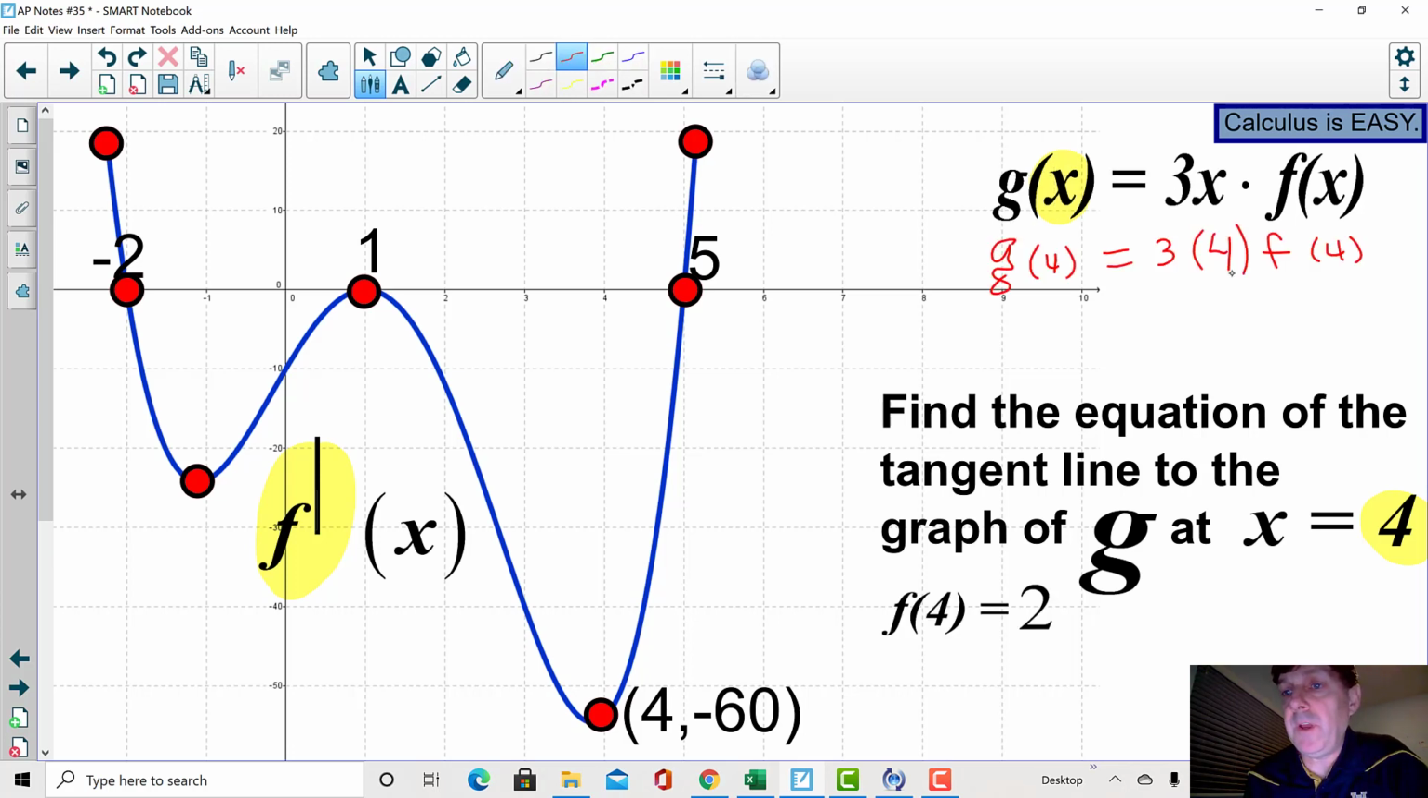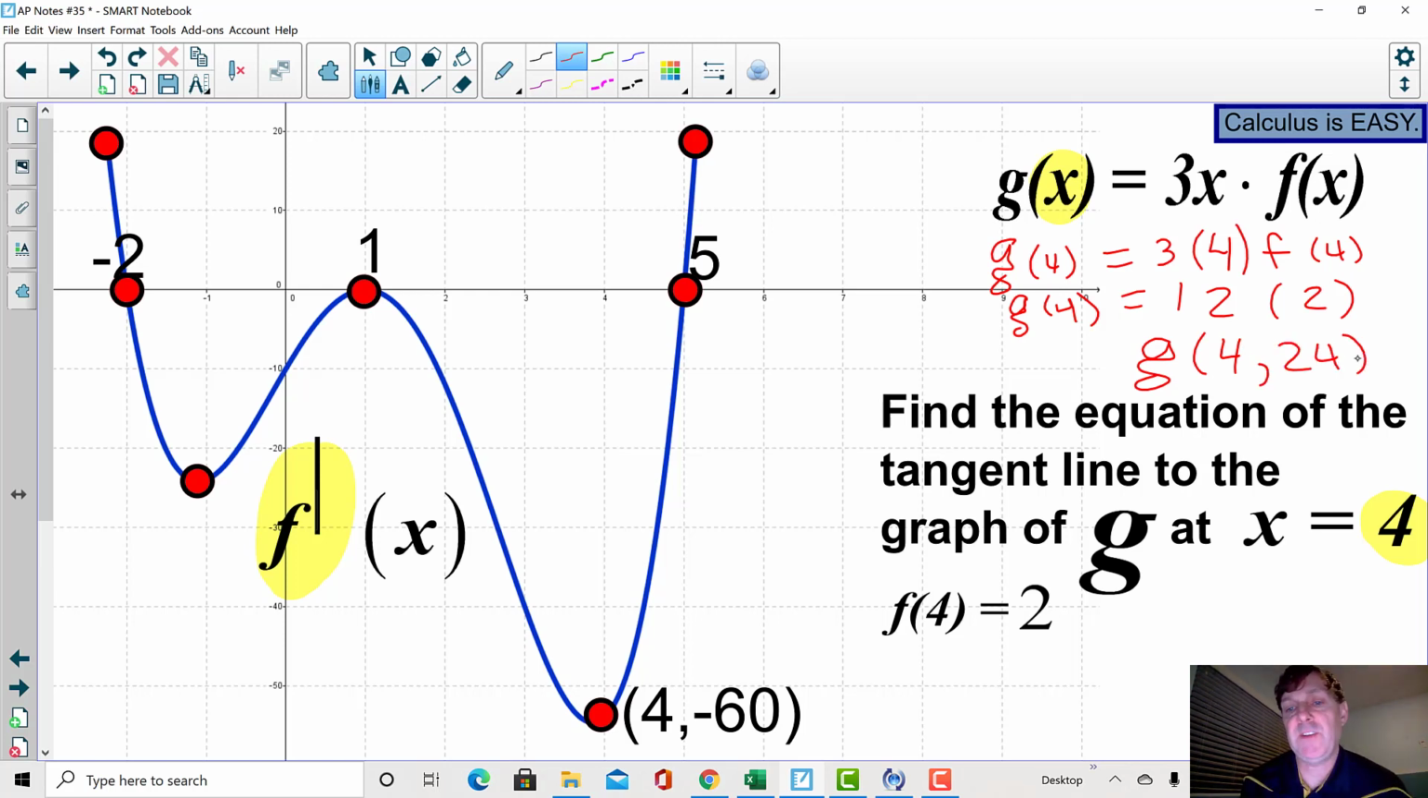If we plug in 4, we get 3 times 4 times f of 4. The good news is they do tell us what f of 4 is equal to. F of 4 is equal to 2, so we can plug that in. So we get that g of 4 is equal to 24, and so that's going to be our point. It's a point that lands on the g function. When you plug in x equals 4, you get 24 for the y value.